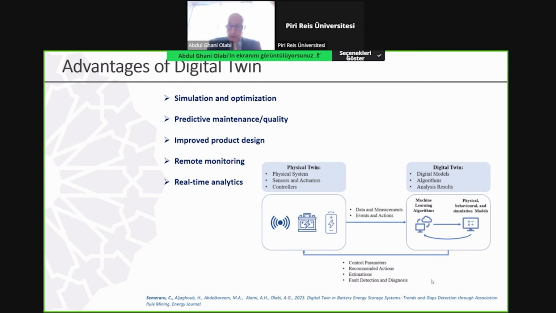So here, for example, I have control parameters, recommendation, action, estimation, fault detection, and diagnosis. All this information we can get. From the physical we go to the digital, with information from all the sensors, actuators, controllers, and it goes to machine learning and the physical behavior simulation model. Then I get the feedback and feed it to the physical, where I can make the required change. The new change goes directly to update the virtual model, and we keep repeating and doing the same.